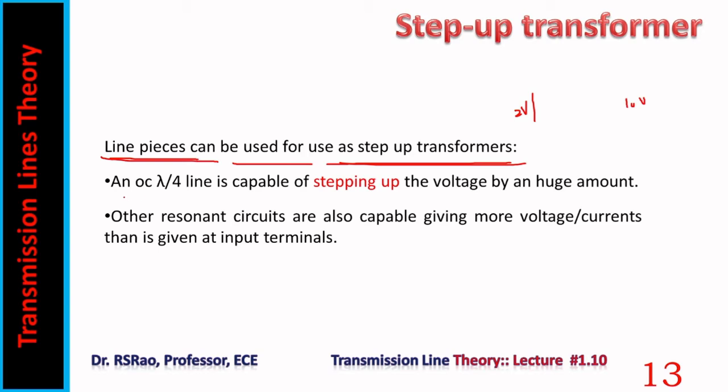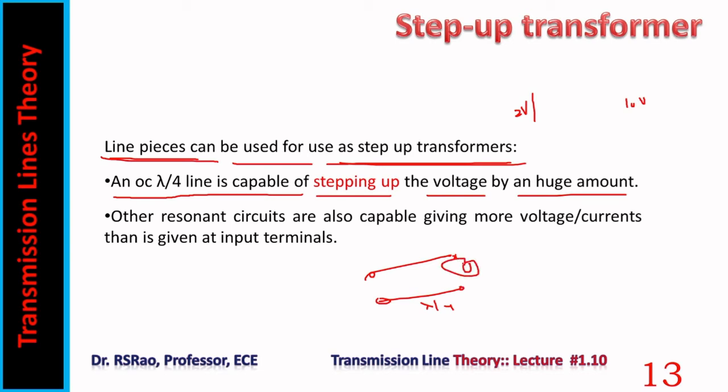They are useful. An open circuited lambda by 4 line is capable of stepping up the voltage by a huge amount. Let us say there is an open circuited line, length lambda by 4. If you give a small voltage here, a very huge voltage is supposed to appear here. Not infinite, very huge. Infinity, zero, etc., are not achievable in practice.